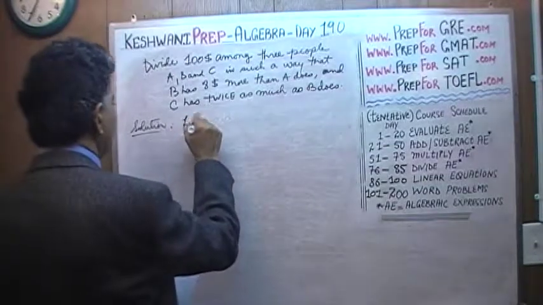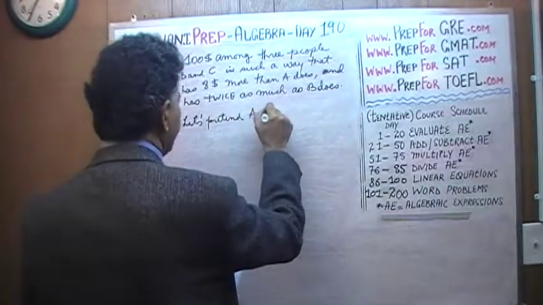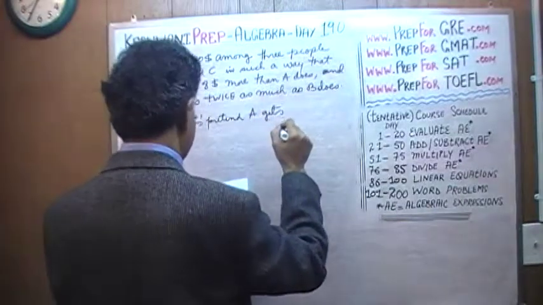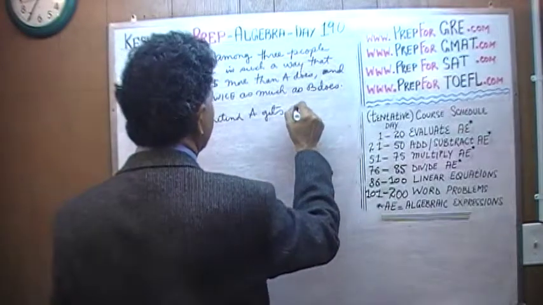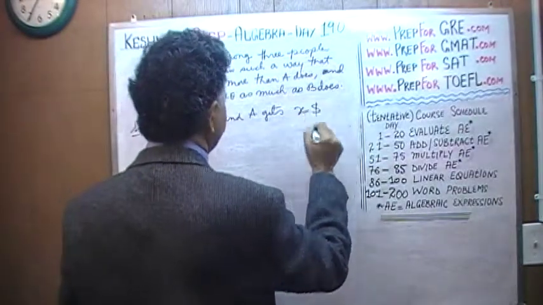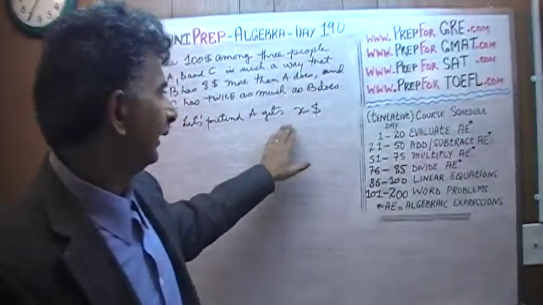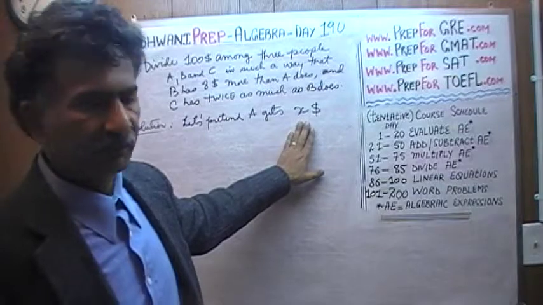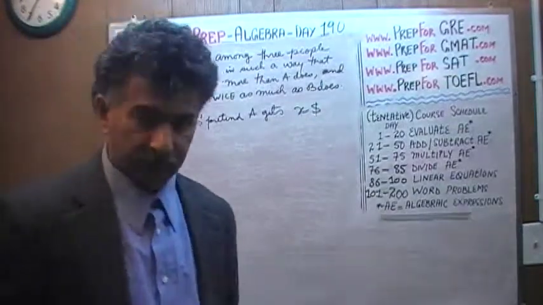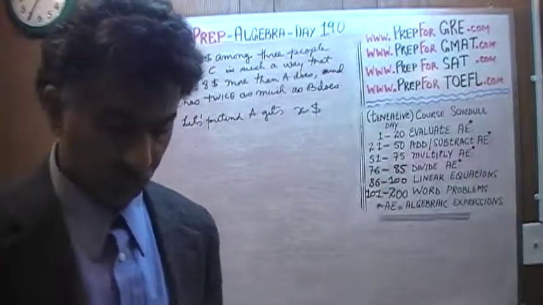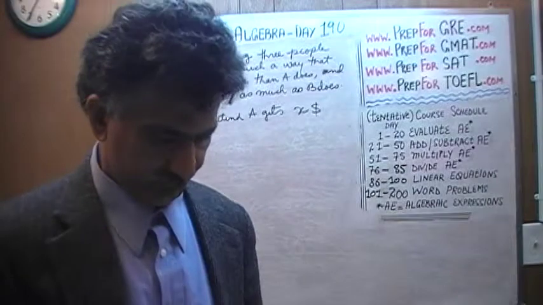Let's pretend A gets X dollars. Typically I don't use X. Typically I would have said let's pretend A gets $8, and I would have used a small letter a to indicate the amount of money that A gets. But today I decided to be a real nerd as opposed to just an ordinary nerd.